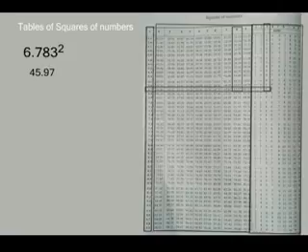So we shall have 45.97 plus 4, and that gives us 46.01. And so 6.783 squared is equal to 46.01. Notice that 4 is added as 0.04 and not as a whole number.